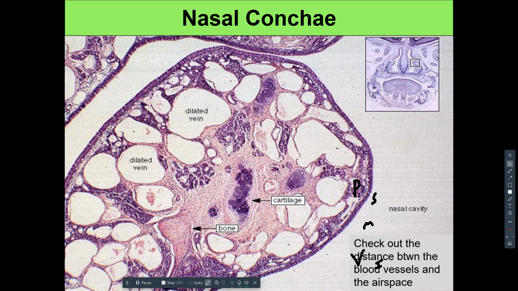All right, if we slice a nasal concha, so I got a slice of a nasal concha right here. So here's the nasal cavity space. This is a nasal concha right here. And I want you to just notice all the vasculature in here. A lot of blood vessels within the nasal conchae. Very small distance between the air space and the blood space here. That's going to make it easy to warm up the air that we're breathing in. And of course, the mucus is going to help with the humidifying and the filtering.